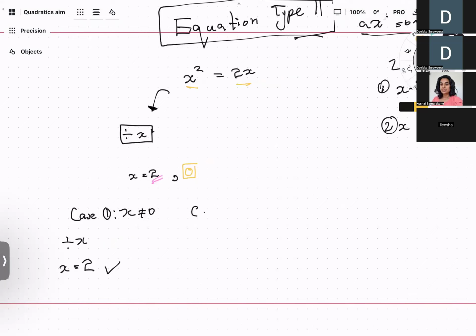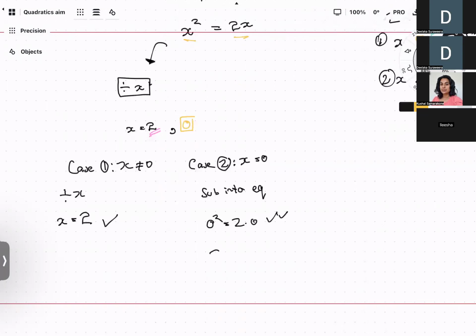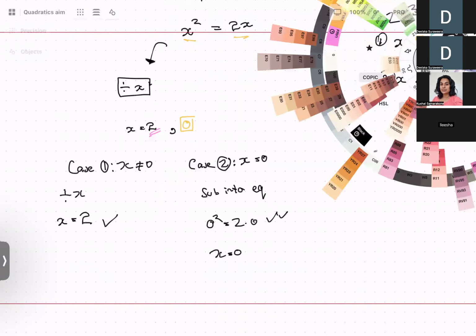But then you also gotta have case 2 where x is 0. And you need to check if this is an answer. And that's pretty easy to check, right? How do we check that? Yep. Sub into equation. You get 0 squared equals 2 times 0, so it's valid. So x equals 0 is a solution as well.